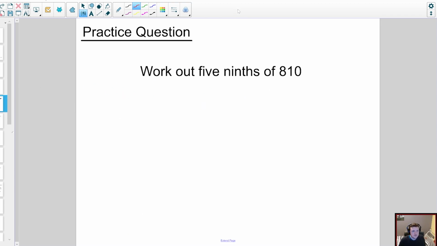Here we go, here's a nice one for you. Work out 5/9 of 810. So have a think about what that word means. What fraction are we looking for? Have a go. I'll be back in a few seconds to go through it with you.